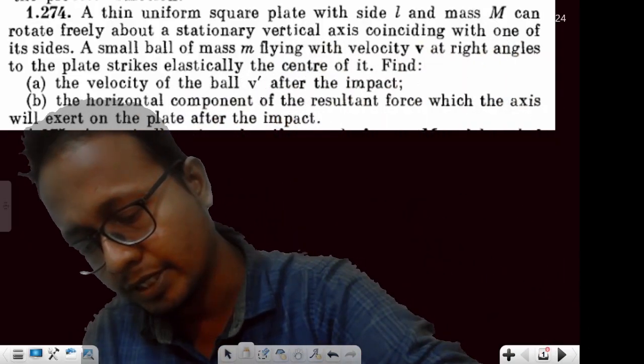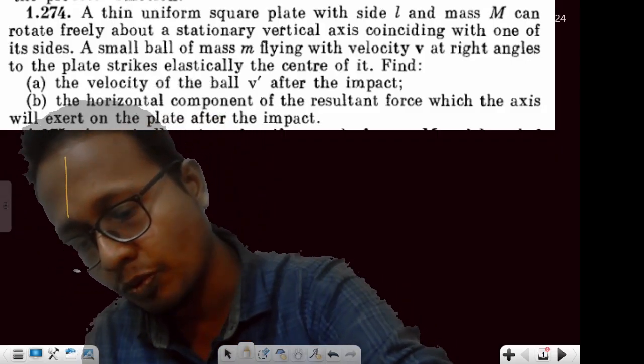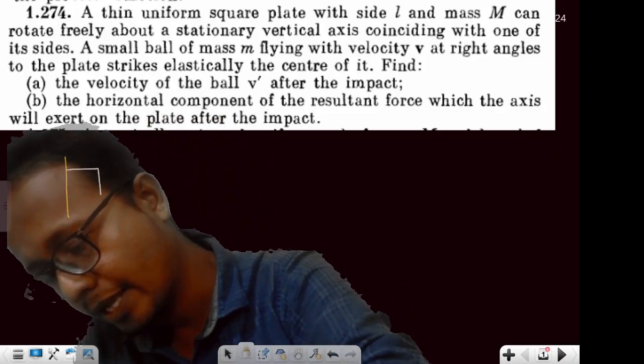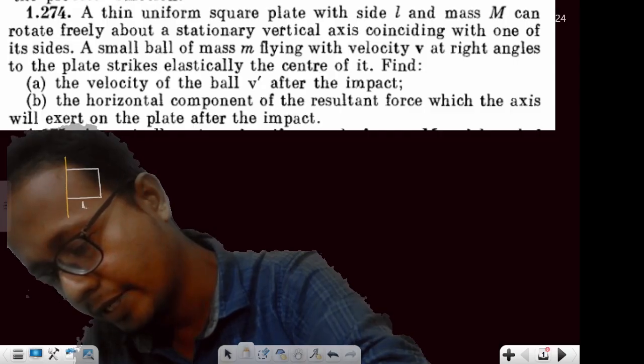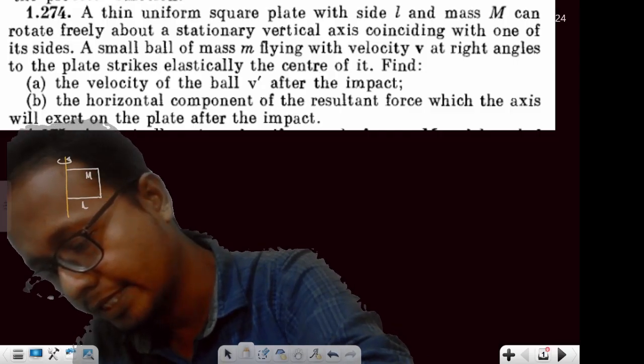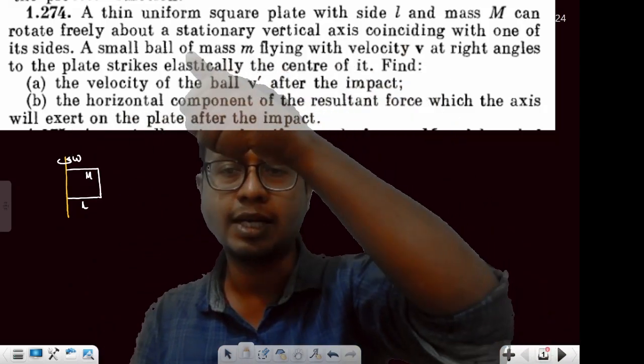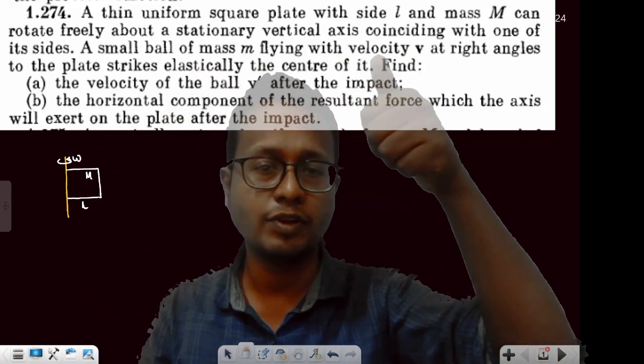That means what is happening here is there is one axis of rotation. And there is a square plate here of mass m and side L. That means this side is L and this is mass m. And this is rotating about this axis with angular velocity omega.